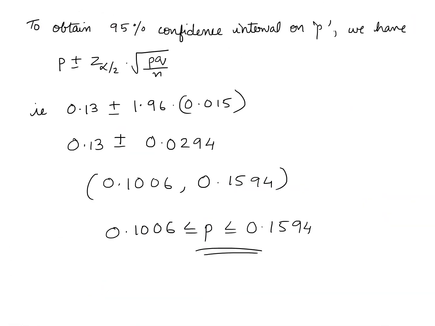The third part of the question is to obtain 95% confidence interval on P. For that we are having the equation like this: small p plus or minus z alpha by 2 into square root of pq by n. Substituting the value of p as 0.13 and square root of pq by n, the standard error is 0.015, and for z alpha by 2 it is 1.96. After the calculation we obtain the result like this. So we have to do like this.